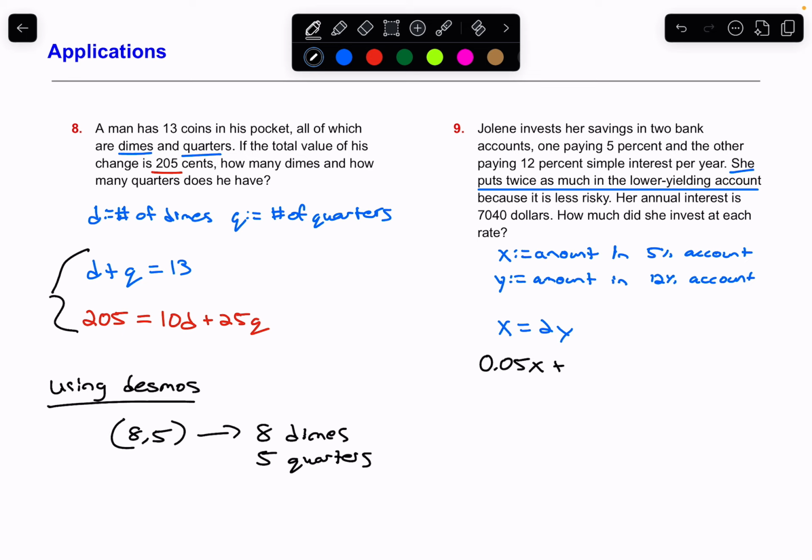And we add this to 12%, which is 0.12 multiplied by Y. That's the amount of interest she earns from the 12% account. And this is supposed to be equal to 7,040. So the amount of interest from the lower account plus the amount of interest from the higher account gives you the total amount of interest earned.